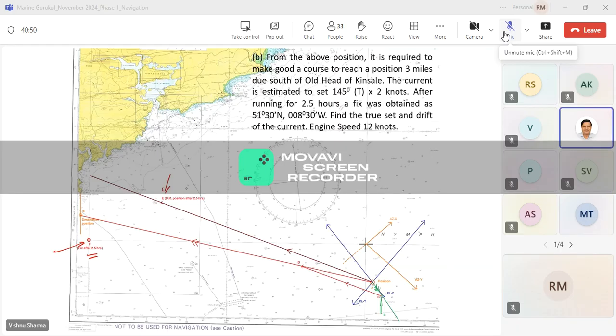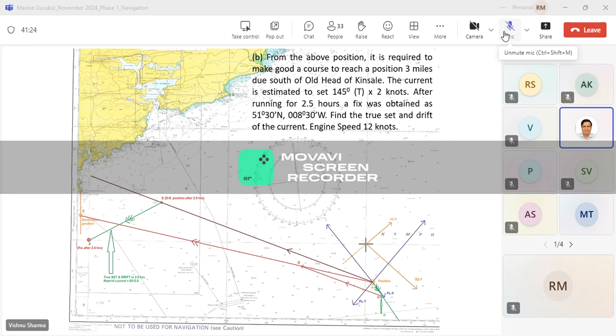See, if there was no current, the vessel would have reached from A to E. But you found the vessel at F. What would have brought the ship from E to F as per the question? The current would have brought you from E to F. Yes. So E to F will be the actual current. This 145 into 2 was the estimated current. But E to F is the actual current, in 2.5 hours.